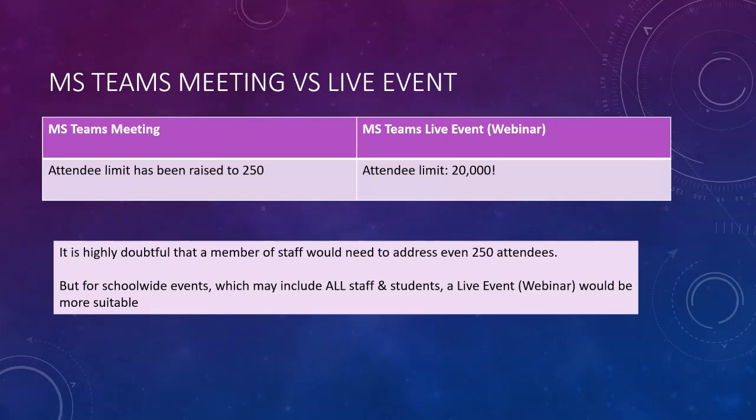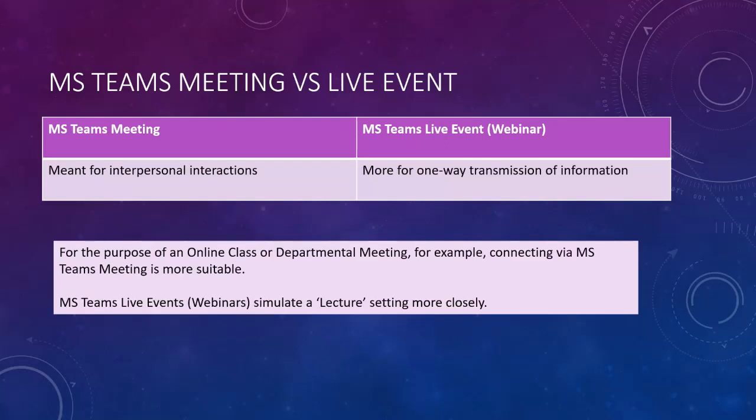For school-wide events, maybe even virtual assemblies, we could probably use a webinar. Who knows in the future? Touch wood, we don't really want to go into HBL times again, but if need be, this is an option. Microsoft Teams meetings are meant for interpersonal interactions, like a classroom setting or a workshop. Even though it is virtual, at least everyone can speak, they can say their piece, and we can work together. Whereas for a webinar, it is more one way, just like a lecture at university.